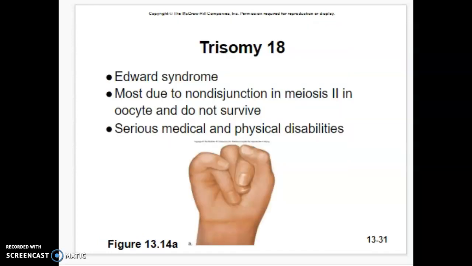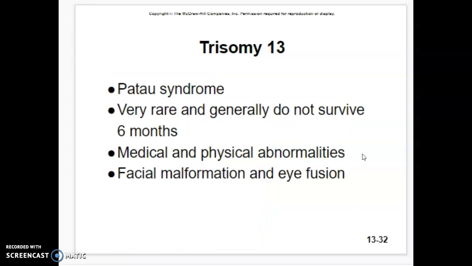All right, the various trisomies that are survivable. Generally, they're smaller chromosomes. Trisomy 18. We talked about trisomy 21, Down syndrome. Trisomy 18 is known as Edwards syndrome. These children have very serious medical and physical disabilities. They have a peculiar hand grasp that looks like that. Generally, these children don't live too long. They probably will not see age 5.